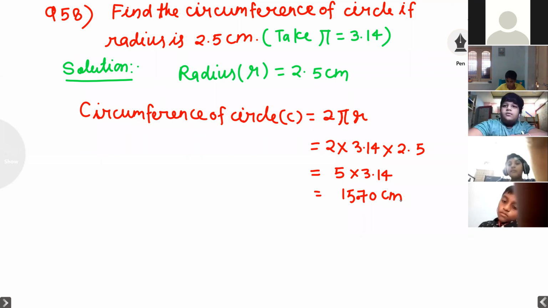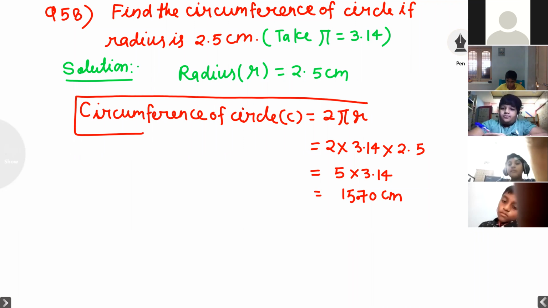If they have given radius, then we want to apply this formula: circumference of circle C is equal to 2 pi r. If they have given diameter, circumference of circle is equal to pi d.